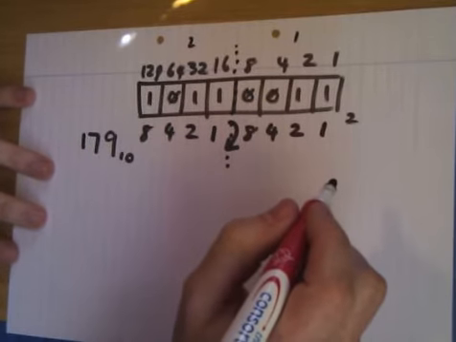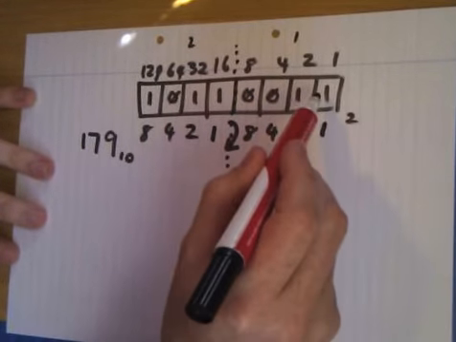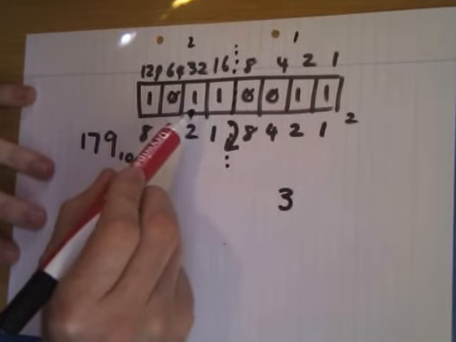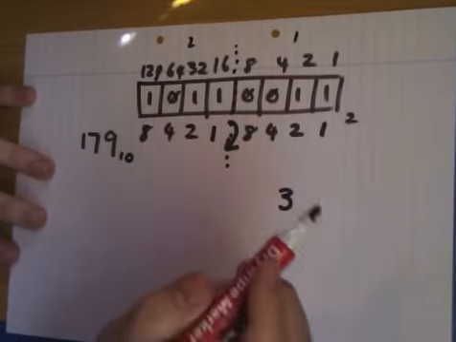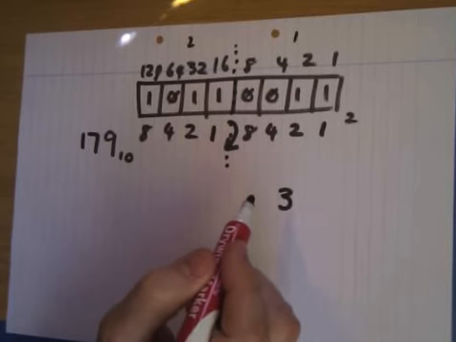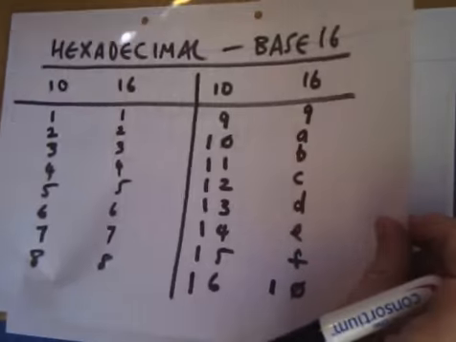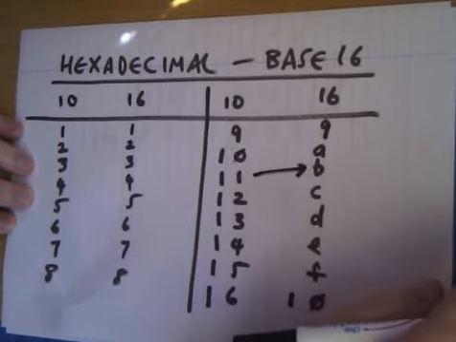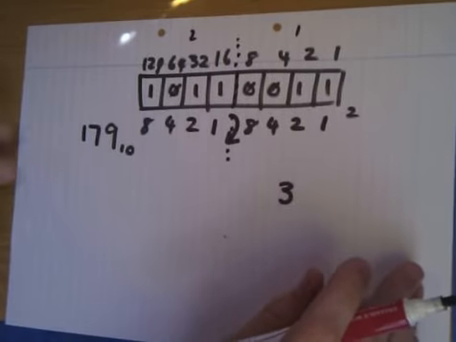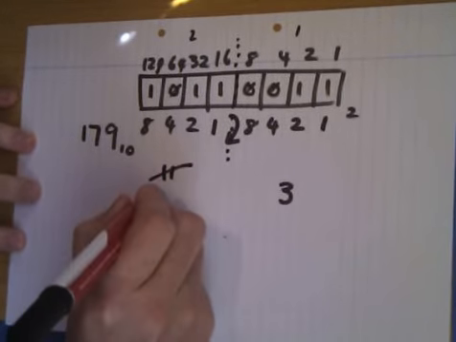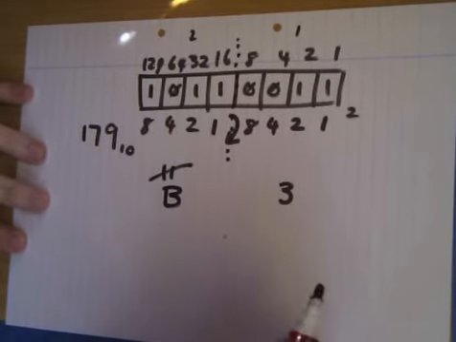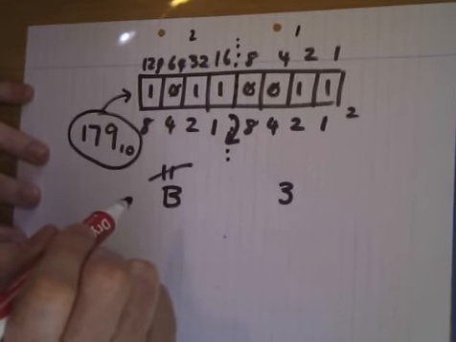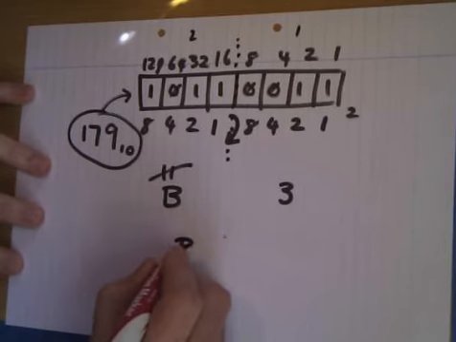So what we've got here is 1, 2, 3, so that's 3. And we've got 1, 2, 3, oh, 8. 8, 9, 10, 11. 11. Well, as we know from the previous slide, 11 is represented with a B. So rather than saying 11, we represent it as a B. So in short then, 179 base 10 is 10110011 base 2, or B3 base 16.